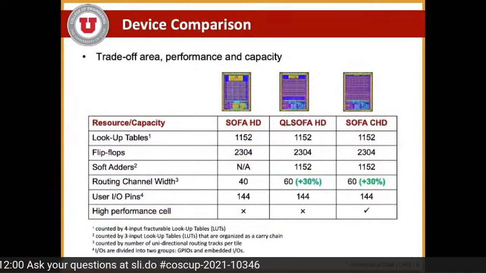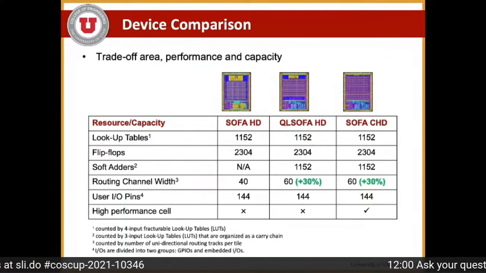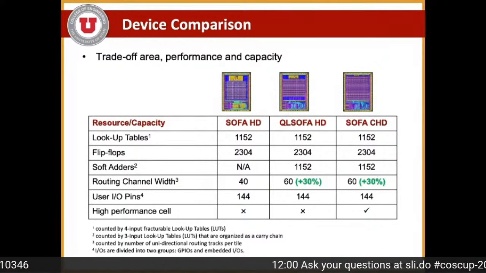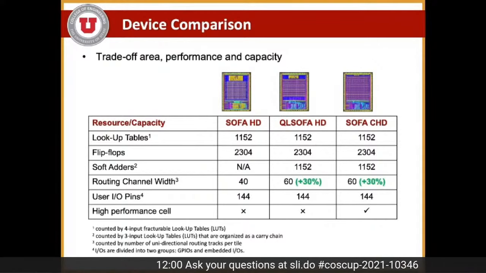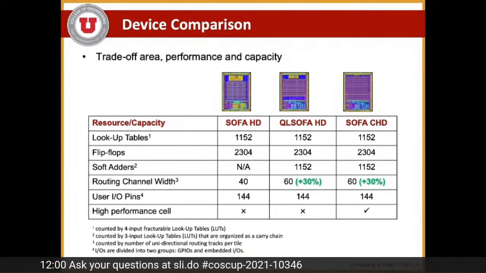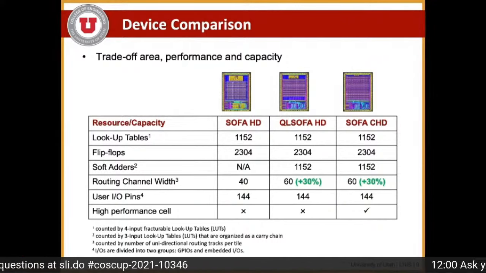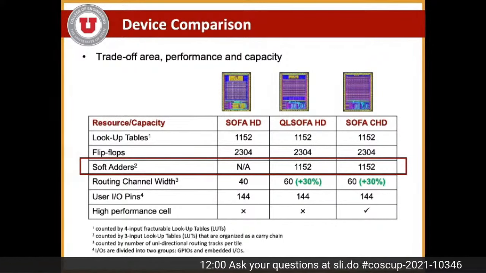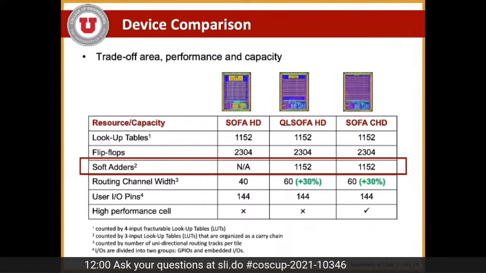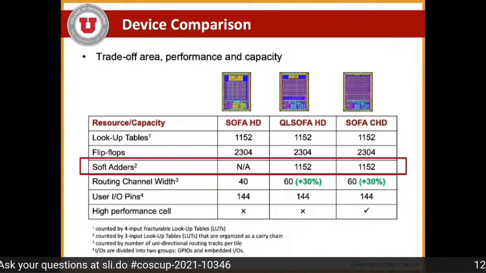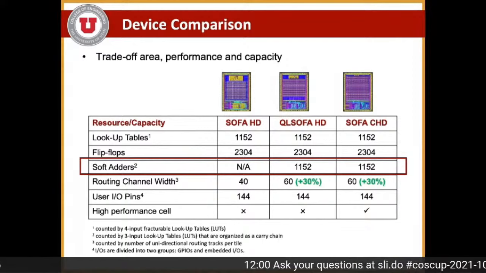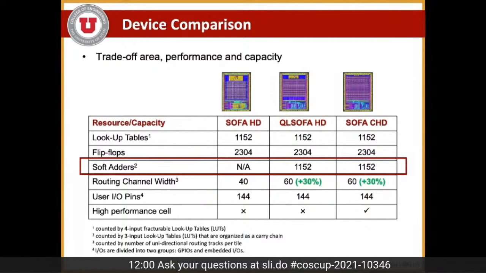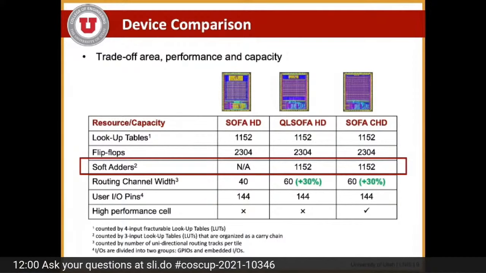For these three versions of eFPGA IPs, they offer different levels in trading off area, performance, and device capacity. Here is the table summarizing the difference between these three eFPGA IPs. As you can see, in general, they have 1.2K 4-input LUTs in the device. I would like to highlight that QL SOFA HD and SOFA CHD do have support for soft adders, which can implement arithmetic functions such as adders more efficiently than the base design.